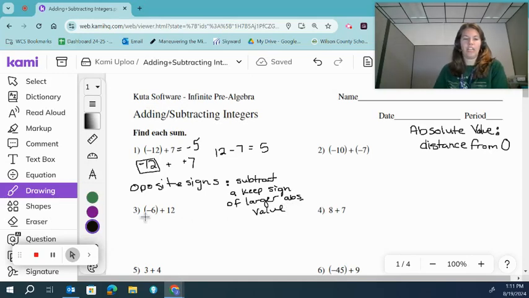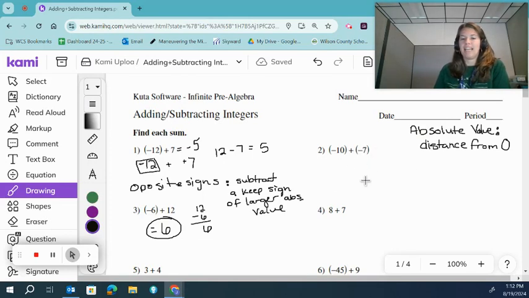So let's take a look here at number 3. We have -6 plus 12. Again, we have opposite signs, so we're going to subtract: 12 minus 6 is 6. And my larger absolute value here is going to be the +12. So my solution here is -6 plus 12 is +6.